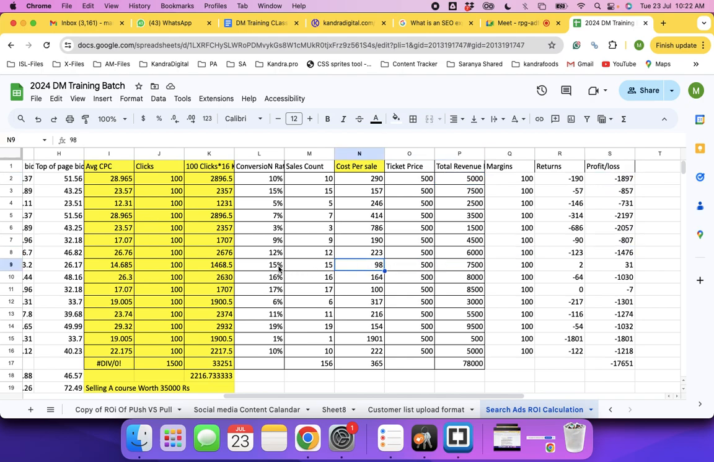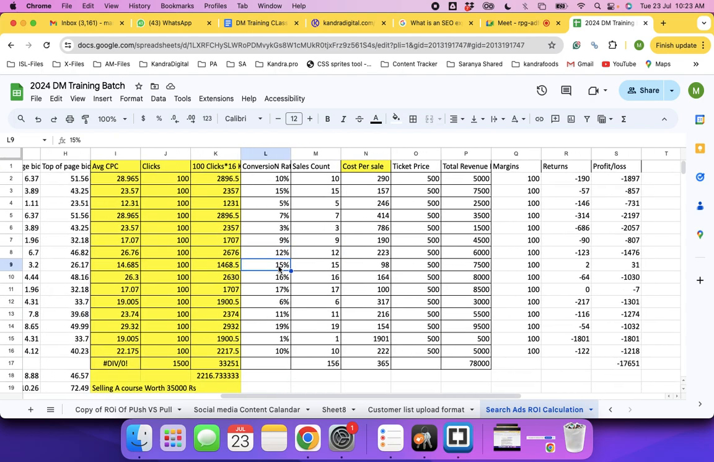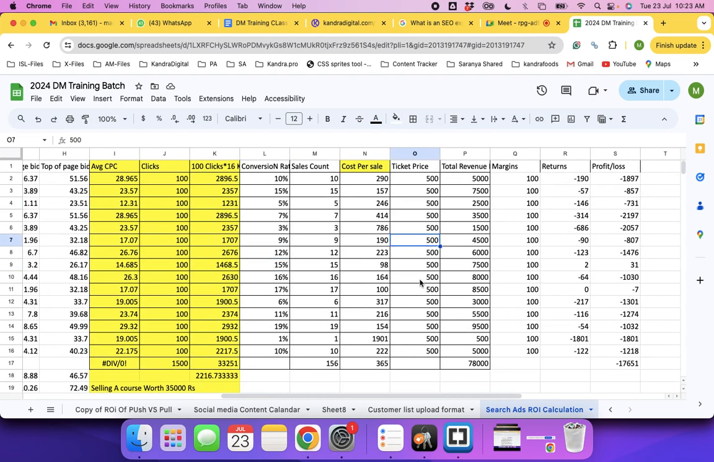Oh, these were all formulas. I don't know how this got copy pasted. Somebody copy pasted it. Okay, no problem. So now what did we do?